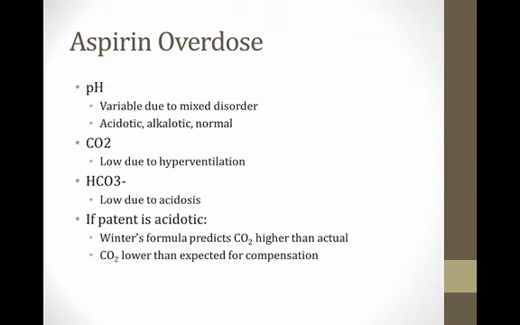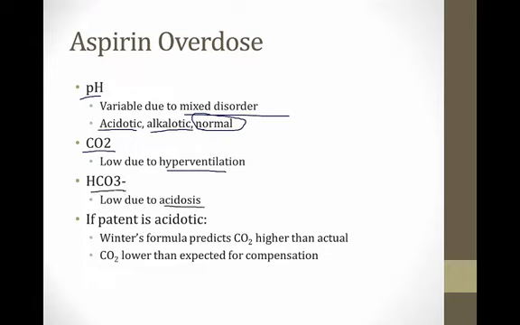So what does all this mean for the lab values when you're evaluating the patient? Well, the pH is variable because it's a mixed disorder. So the patient may be alkalotic early on and acidotic later, and they can even have a normal pH from a mixture of the two disorders. The CO2 is usually low due to hyperventilation, and the bicarb usually gets low due to acidosis.